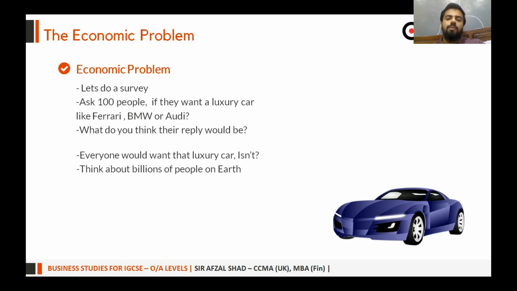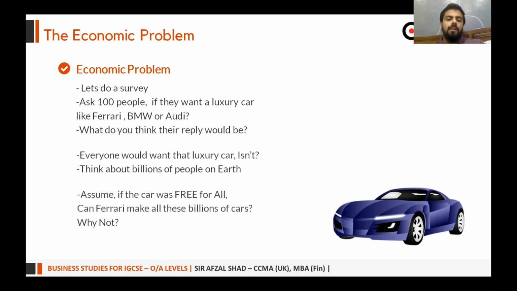So everyone would want that luxury car. Now think about billions of people on earth. If you ask each and every individual, most of the people are going to say, yes, we want this car. We love these cars. These are amazing cars. We want to have them at least once in a lifetime. So now assume the car was free for all, anyone can have the car if they want it.